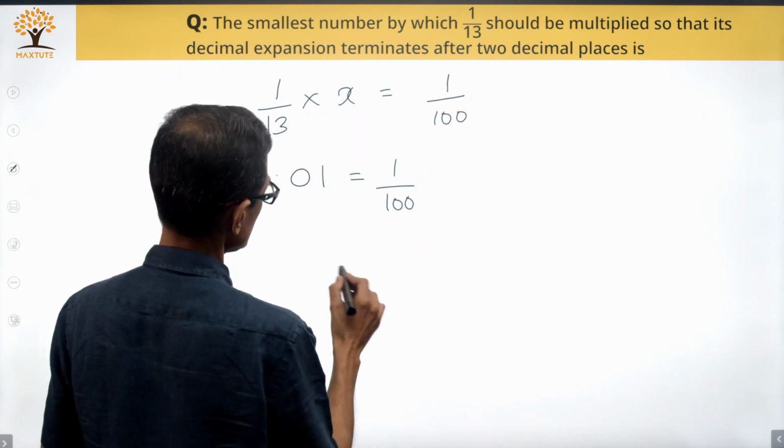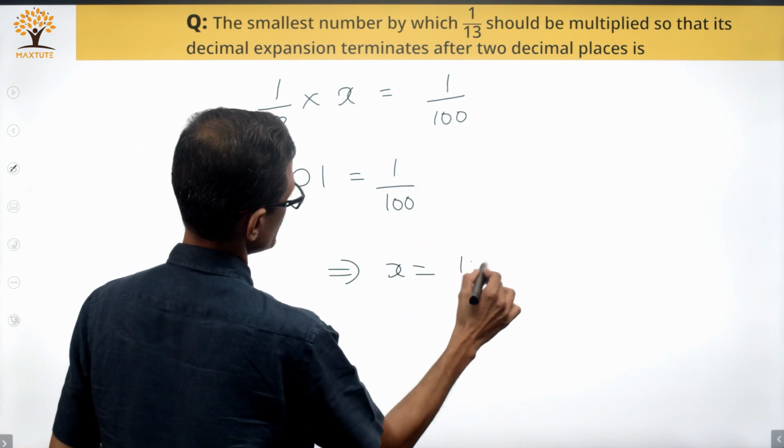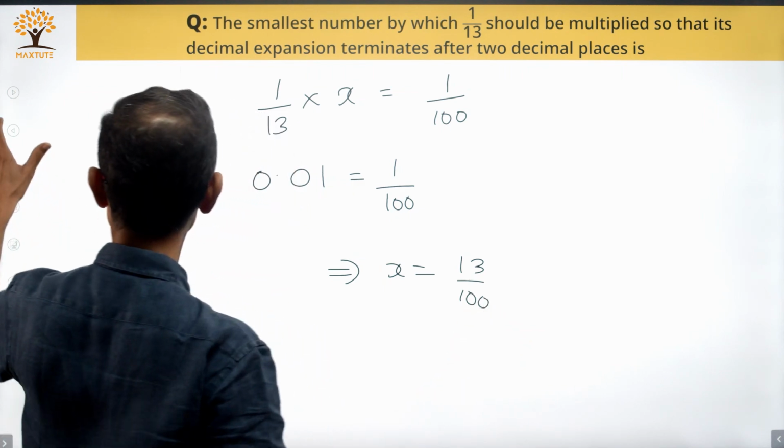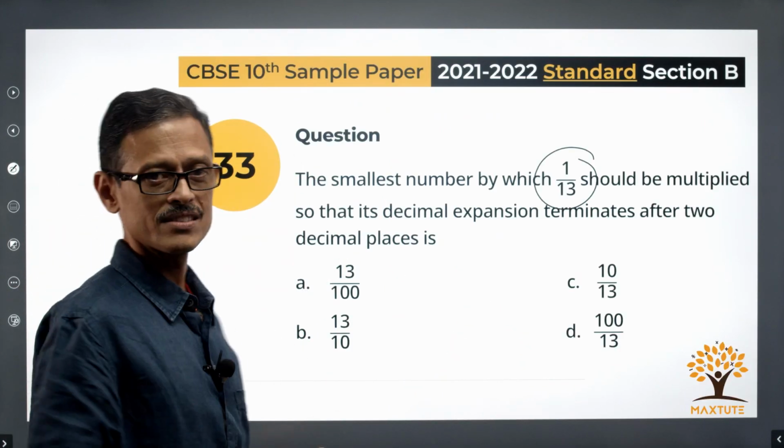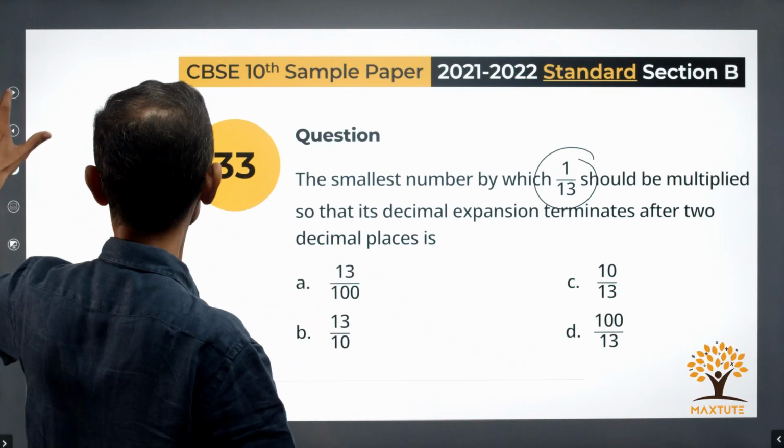So cross multiply to find the value of x. So x is equal to 13 divided by 100. Do we have such an answer option here? Yes, answer option A is 13 by 100. So this is the quickest way to arrive at the answer.